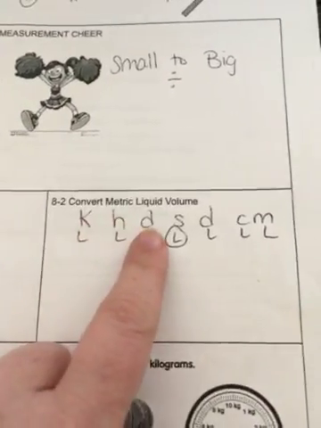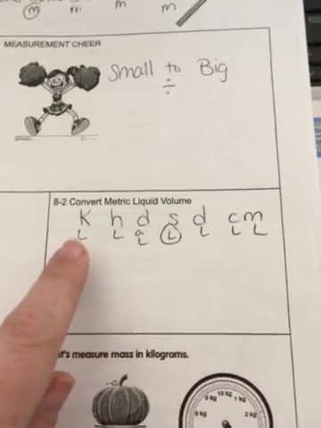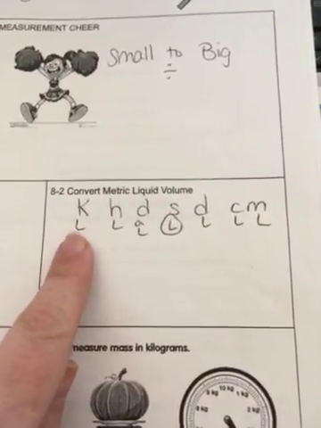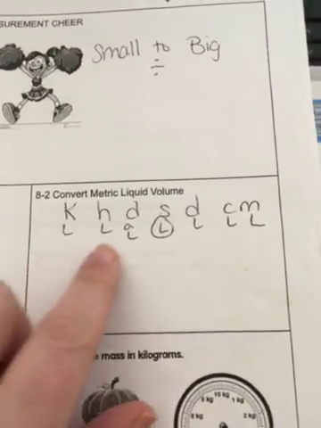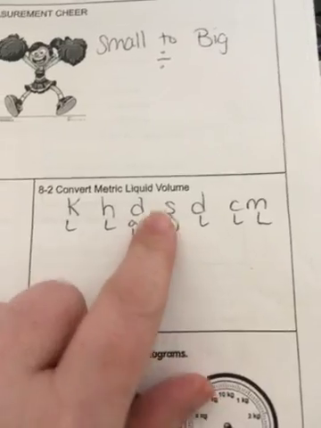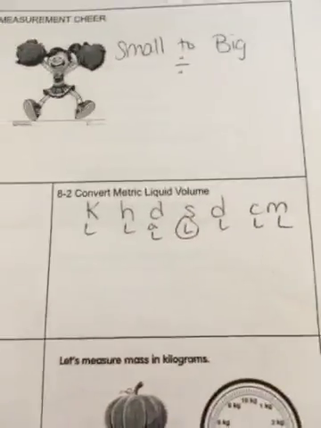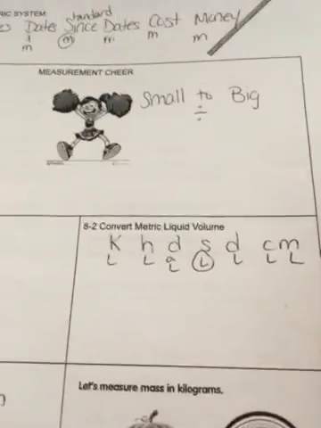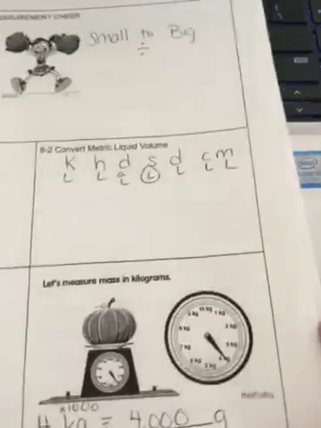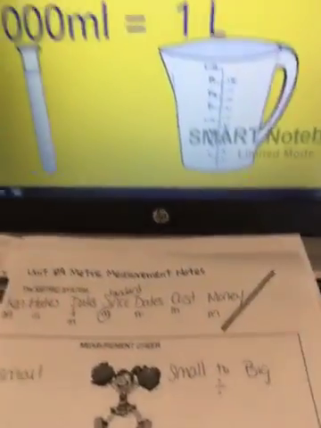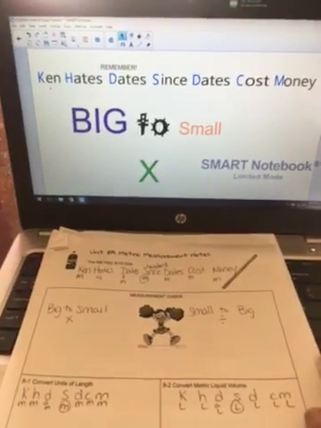You're still going to write those down. Just write KHD, SDCM, and this time we're going to put an L below it because in metric volume, liquid volume, we measure things by using liters. And so liters is going to be our standard that's in the middle here. There are lots of different things that we use to measure in liters that maybe you're familiar with. We're still going to remember our Ken-Hate states.